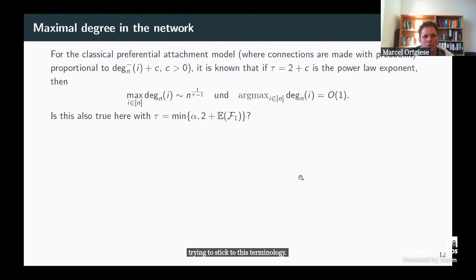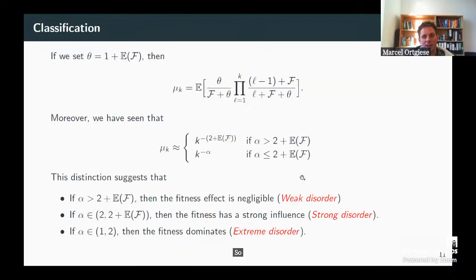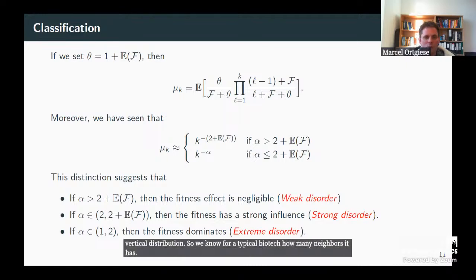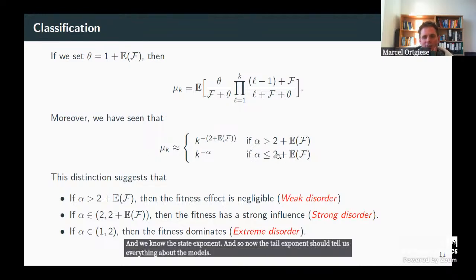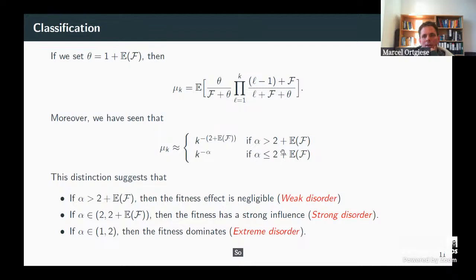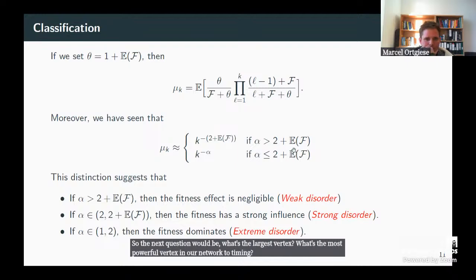Good. So we've understood the tail. We've understood the empirical distribution. So we know for a typical vertex how many neighbors it has. And we know this tail exponent, and so now the tail exponent should tell us everything about the models. So we have to go away and check that. The next question would be, what's the largest vertex? What's the most powerful vertex in our network up to time n?